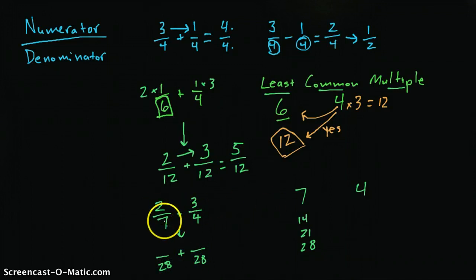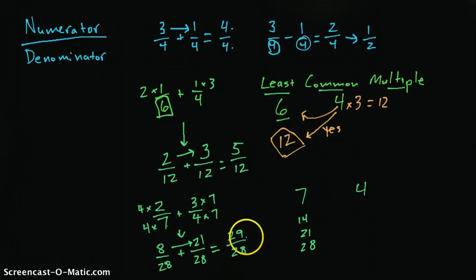What did I multiply 7 by to equal 28? 7 was multiplied by 4. So I need to do the same thing to the numerator. 2 times 4, 8. 4 was multiplied by 7 to equal 28. So we'll do 3 times 7. 3 times 7 is 21. So now when I add straight across, 8 plus 21, 29, and the denominator stays 28.